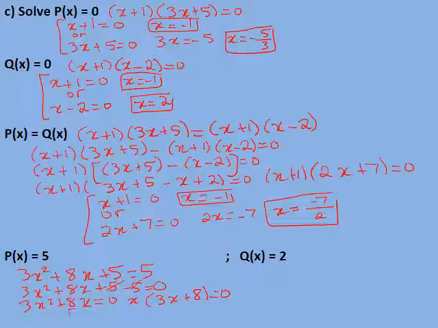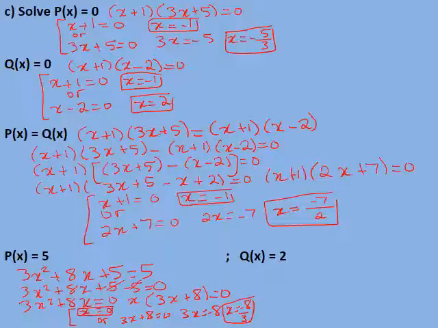How many solutions do we have? Two. x is equal to 0 is the first solution, or 3x plus 8 equal to 0, 3x equal minus 8, x equal minus 8 over 3. This is the second solution. So did you see how we took here the expanded P of x? Because it's equal to 5.